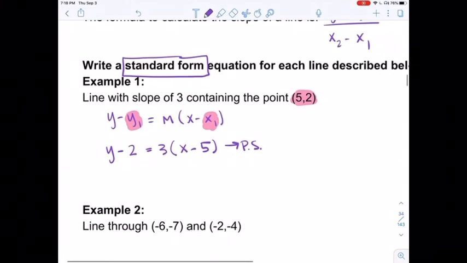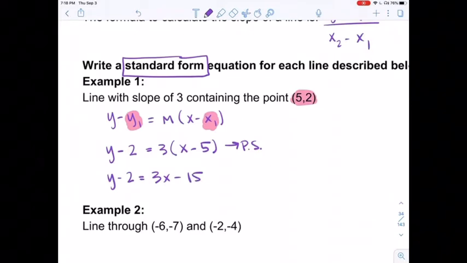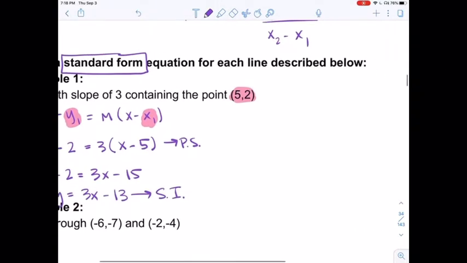So distribute the 3 first. y minus 2 is equal to 3x minus 15. Move over the 2. y is equal to 3x minus 13. Here is our slope-intercept form. So I'm going to move this back up here. y is equal to 3x minus 13.